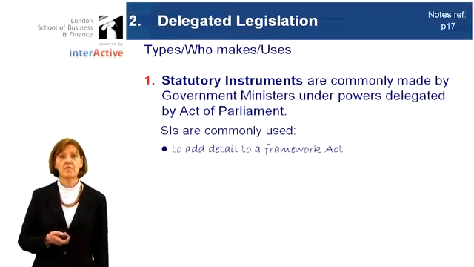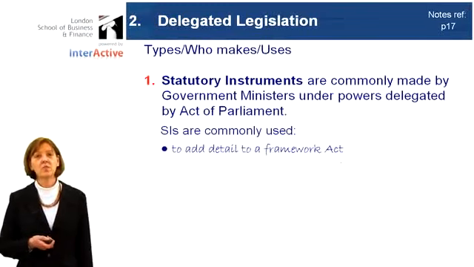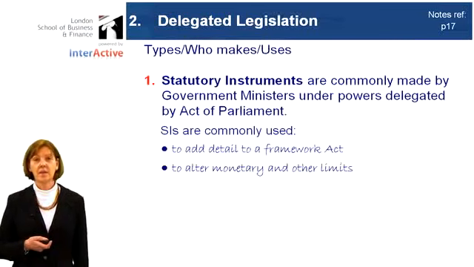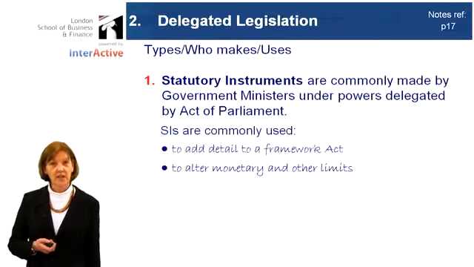A second use of statutory instruments is to alter monetary and other limits. For example, in relation to social security benefits, the amounts would need to be upgraded each year, at least in line with inflation. It would be a nonsense to have a full-scale Act of Parliament just changing a few figures. So the practice is there to be an Act of Parliament setting the base figure, and then that same Act of Parliament to enable the minister to alter the amounts as and when, within limits, of course, set out in the Enabling Act. So that's to alter monetary and other limits.